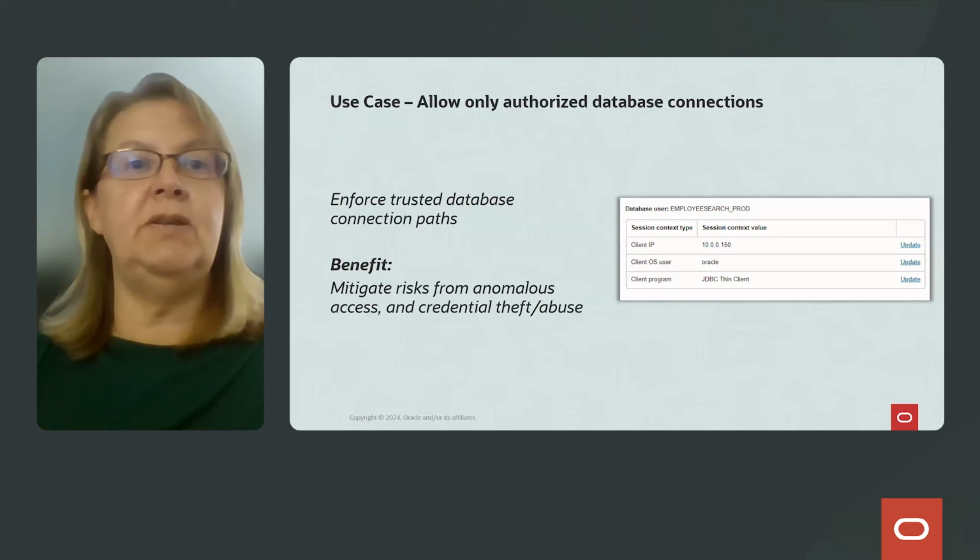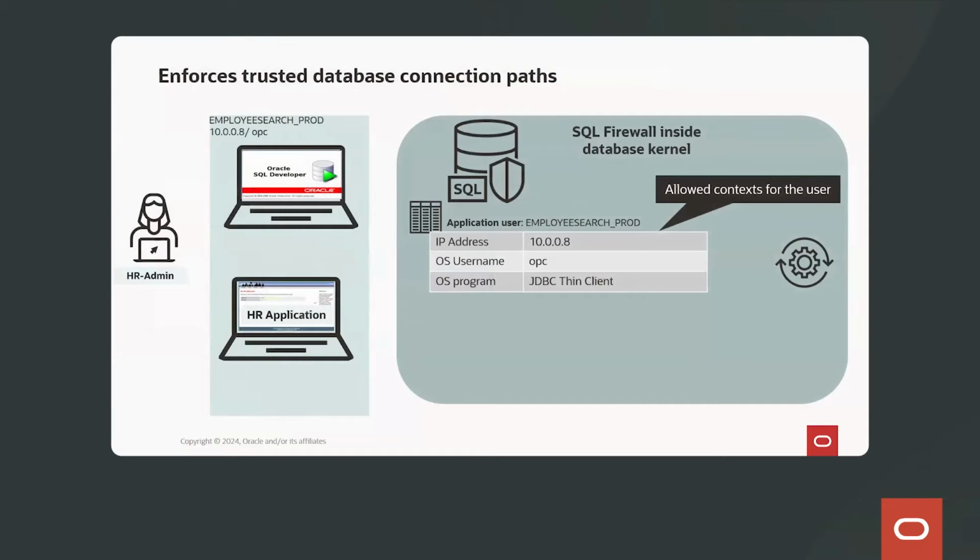So for authorized database connections, how does that look? Again, on our right side, we have the SQL firewall. Here we have defined what is the user context that is allowed for this user. Now my HR admin logs on to the HR application. We're checking, yes, this user is coming from the right IP address, from the right operating system user, and from the right operating system program, so the execution is allowed.